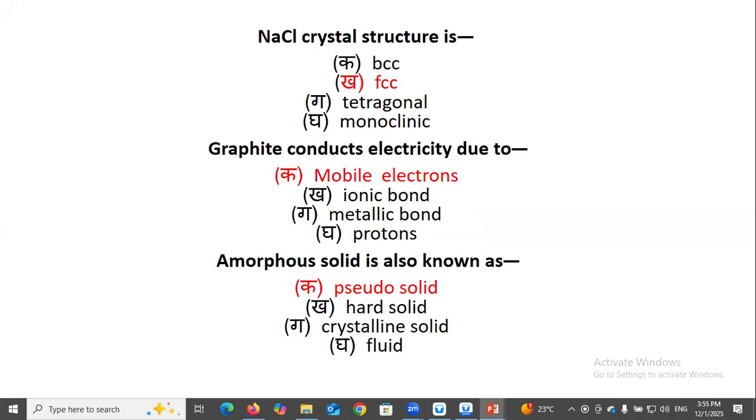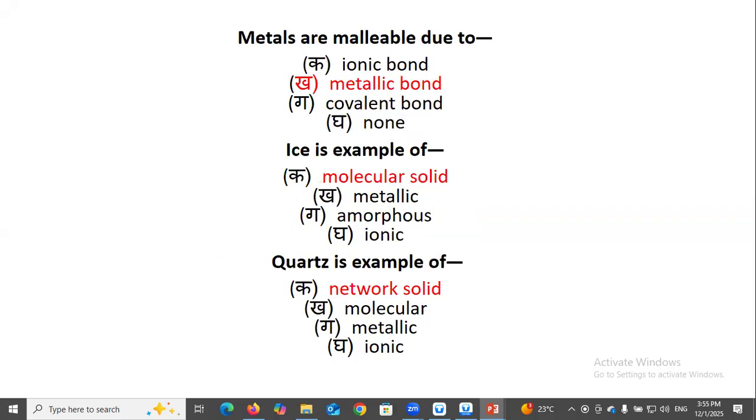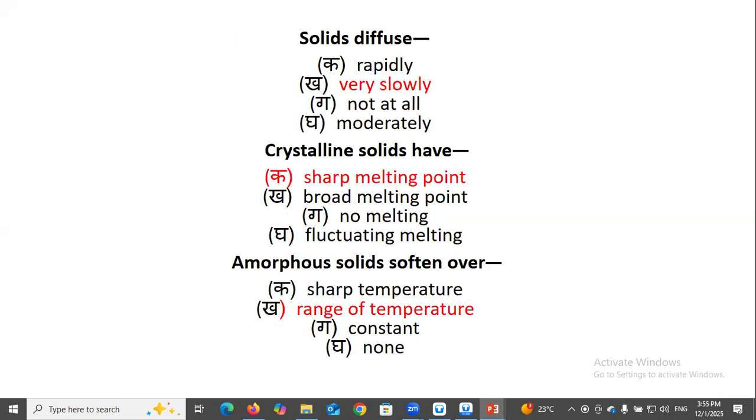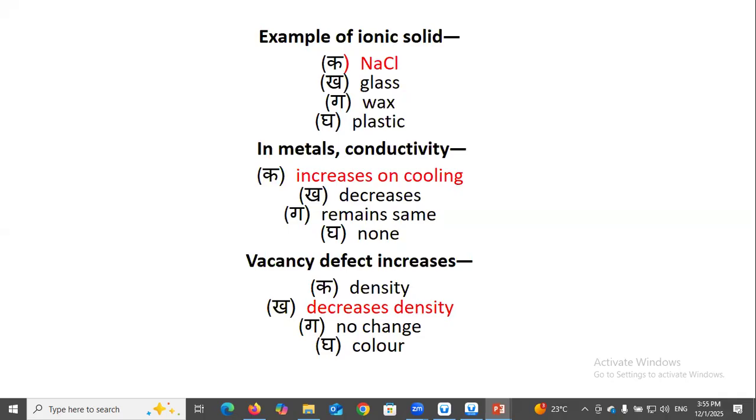Sodium chloride crystal structure is face-centered cubic. Graphite conducts electricity due to mobile or free electrons. Amorphous solid is also known as pseudo solid. Metals are malleable due to metallic bond. Ice is example of molecular solid. Quartz is example of network solid. Solids diffuse very slowly. Crystalline solids have sharp melting point. Amorphous solids soften over range of temperature.